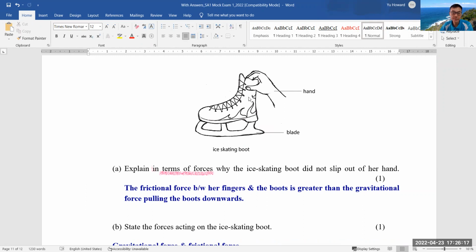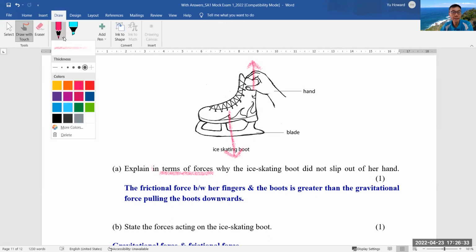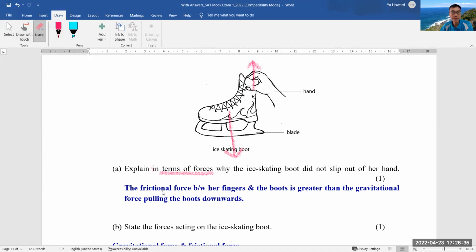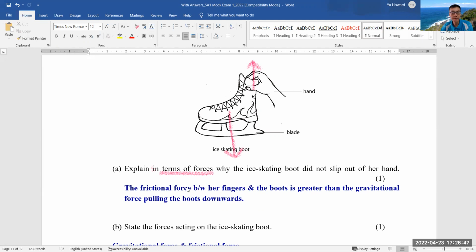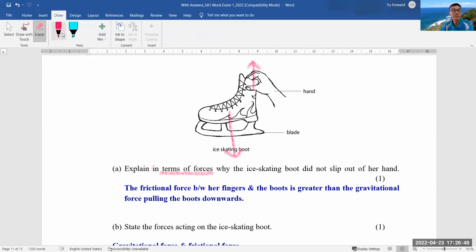So actually there's a force here, which is holding, and there's also another force pulling the ice skating boot downwards. So you must explain by saying the frictional force between her hand, okay, the frictional force between her fingers and the boots is greater than the gravitational force pulling the boots downwards. Okay, so this is the part you got to take note.